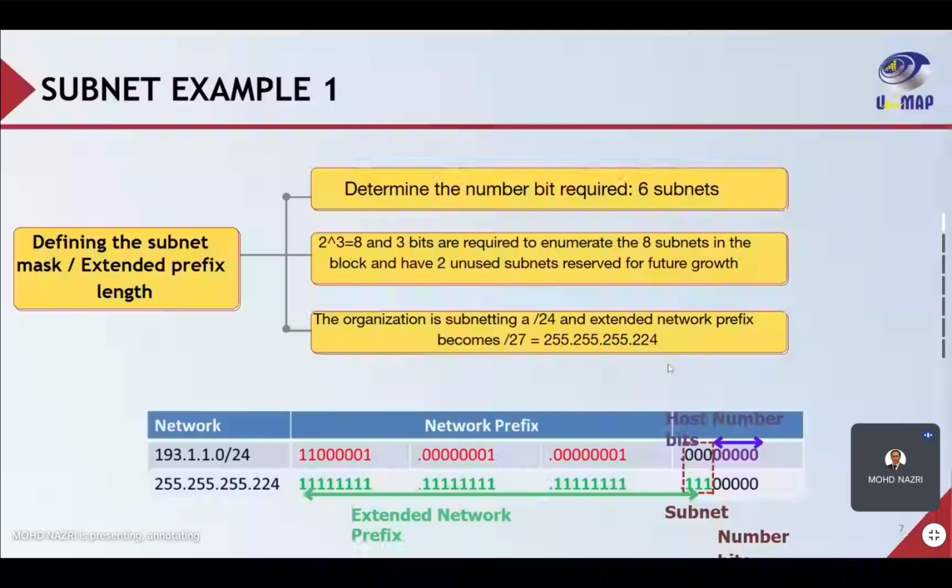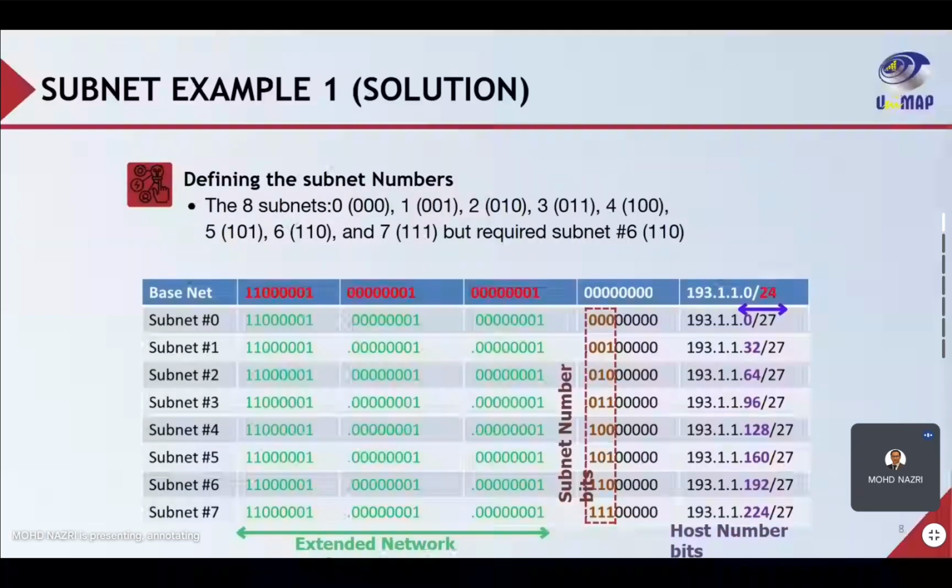Alright, so next, defining the subnet number. So sekarang ni kita ada 8. 2 power 3 you got 8. So basically 8 actually, when you convert it become 1, 2, 3, 4, 5, 6, 7, 8 kan? Betul. But in binary, you got 0.0, lepas tu 1 become 0.1, 2, 0.10, 3, 0.11 and so on. So apa maksud saya?